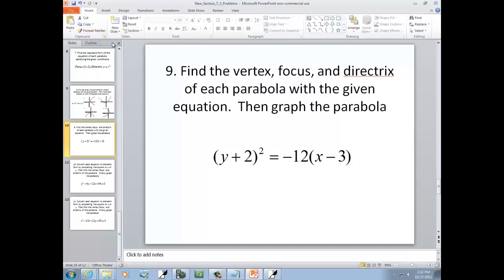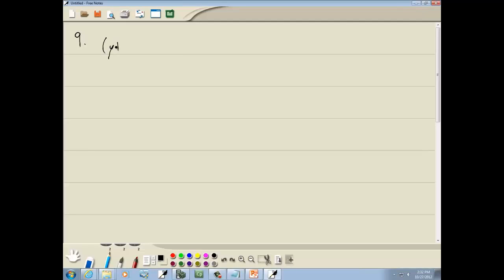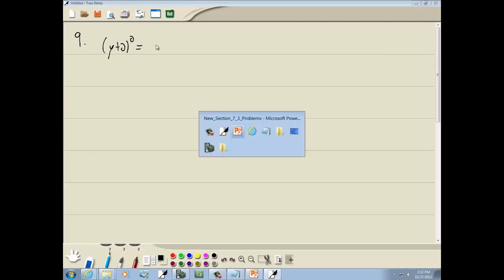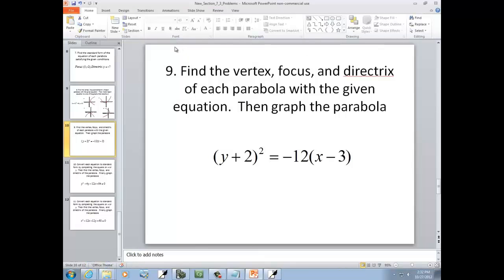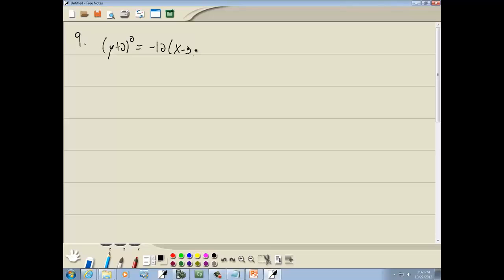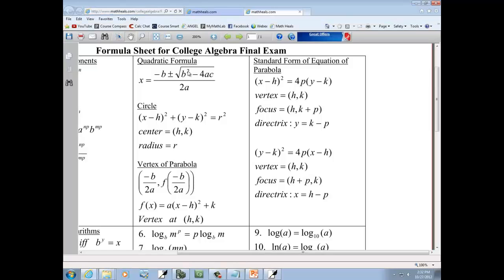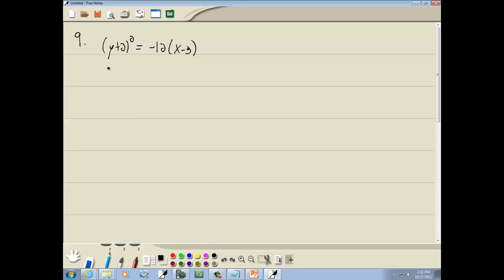Number 9. We have y plus 2 squared equals -12 times x minus 3. The squared is on the y. So if I come over here, squared is on the y is the bottom formula. And it's almost perfect. That's okay as is. We need to rewrite this as 4 times something, and this is x plus or minus something. Well, that's good. -12, well, that's 4 times -3.